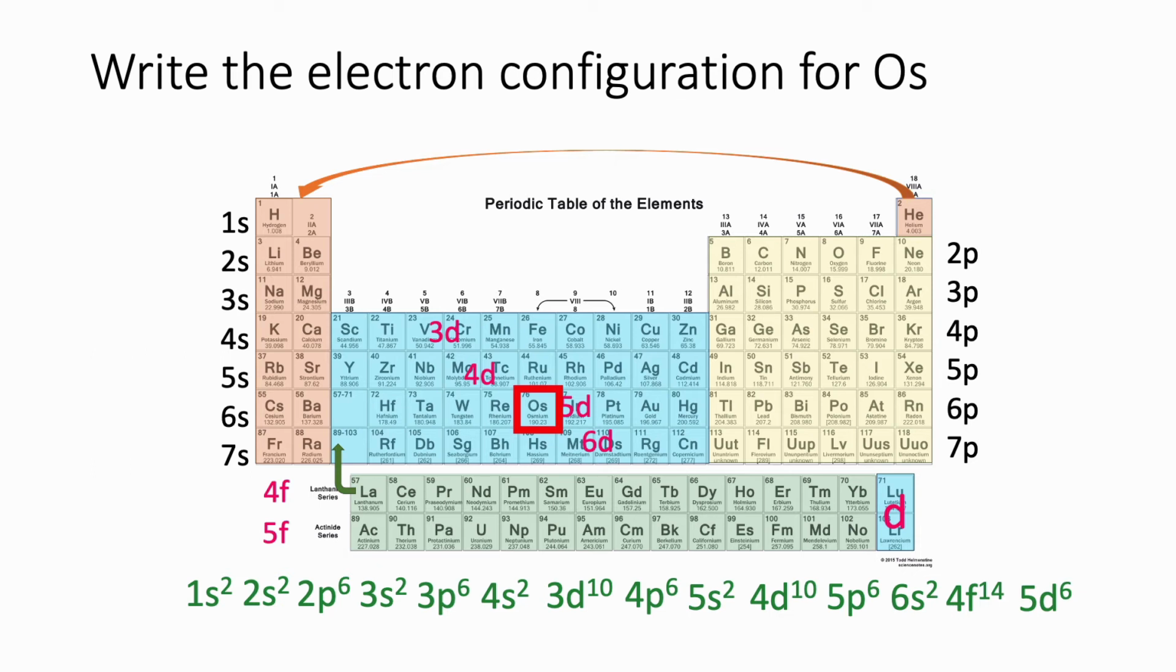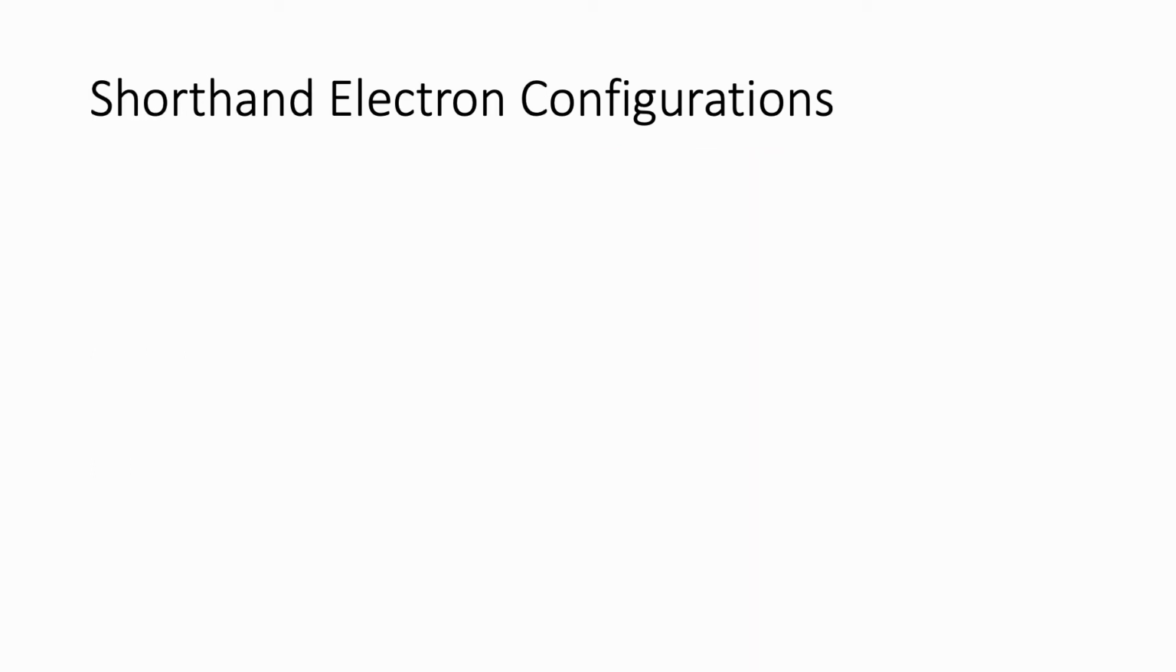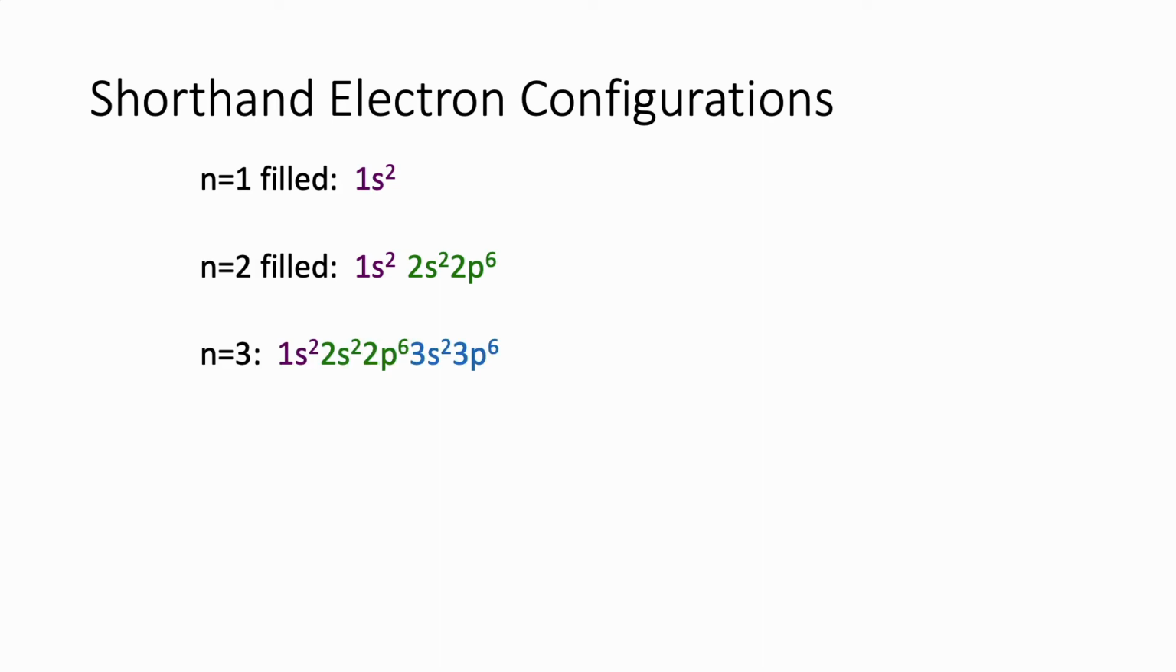As you can see, when you get down to the heavier elements, this becomes a pain. And so what we do for things like this is we write a shorthand electron configuration. So I want you to think what happens as you start filling shells. When you fill the entire shell with n equals 1, so you have 1s2, that's helium. When you fill the entire 2 shell, that's 2s2, 2p6, that's going to be neon. We could do the same thing for n equals 3. 3s2, 3p6 is going to bring us to argon.